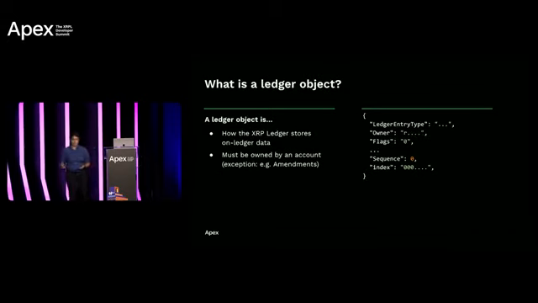Now, what is a ledger object? A ledger object is how the XRP Ledger stores on-ledger data, and they must be owned by an account. There are also a few exceptions, like the amendments objects, but these also don't really matter for this talk. And here's an example of the vague structure of a ledger entry type, of a ledger object. Make sense so far?